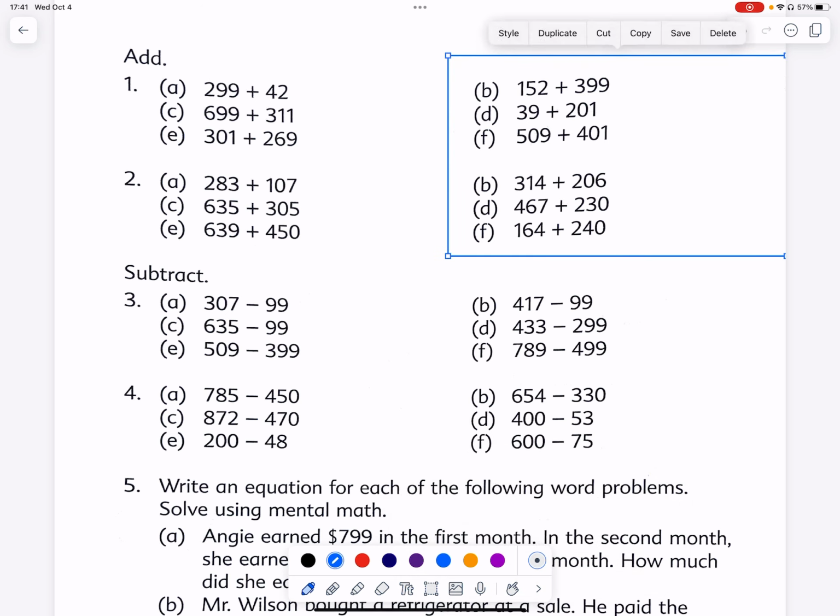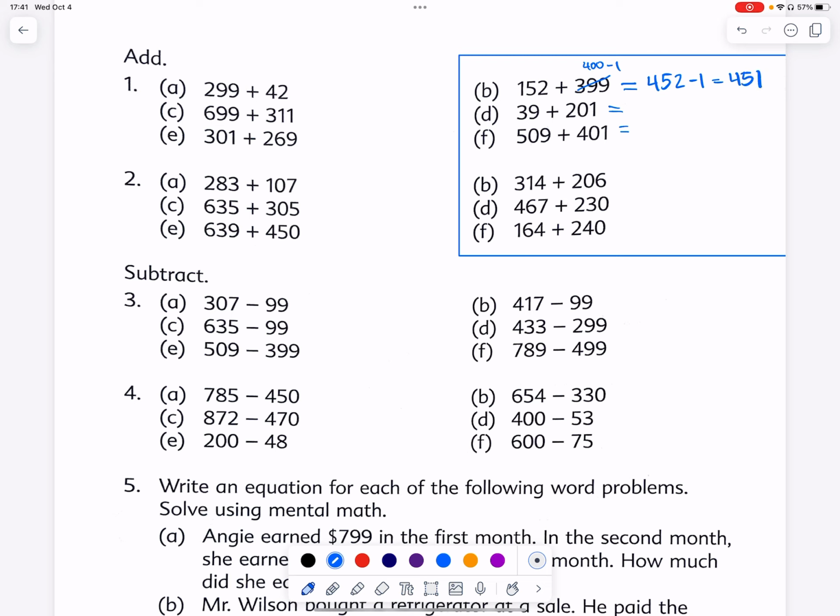Now we are adding 399. The easiest way to think of 399 is to think of 400, but then subtract one extra. 152 plus 400 is 452. Adjust by bringing down 1, it becomes 451. Now, in example D, we have a slightly different strategy.